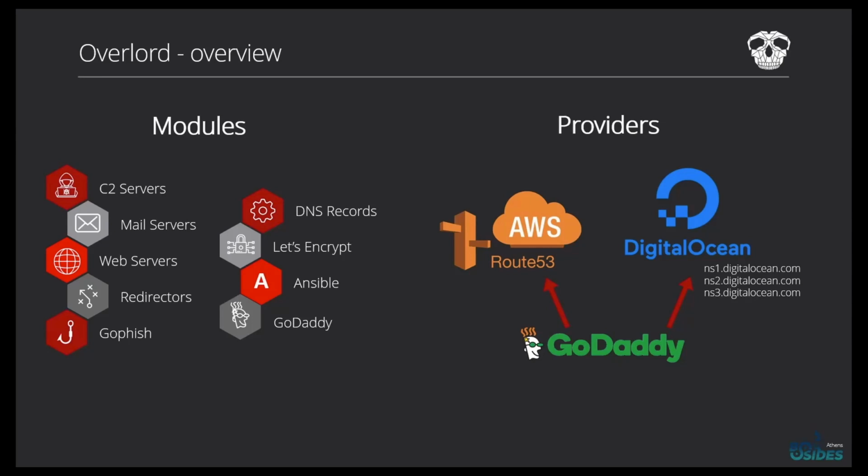Then we have the Ansible module, which is one of our new features. Ansible is used with custom playbooks, which are created by the user. The YAML playbooks can be used to perform actions on any of the deployed servers and installations, of course. And finally, GoDaddy is used to redirect the name servers to the provider where the DNS records will reside.